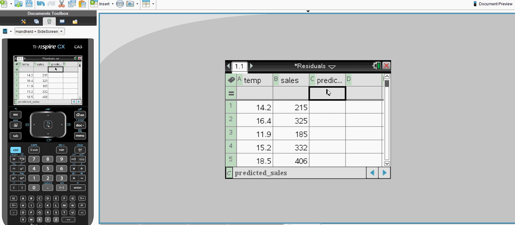So, the predicted, if I press equals, says predicted sales equals 30.1 multiplied by the temperature, and it comes up bold because it identifies it as a heading, minus 159.5. Okay, so for a temperature of 14.2, using the least squared regression of sales is equal to 30.1 times the temperature, minus 159.5, I get a predicted sales of $267.92, which is well above the actual sales.